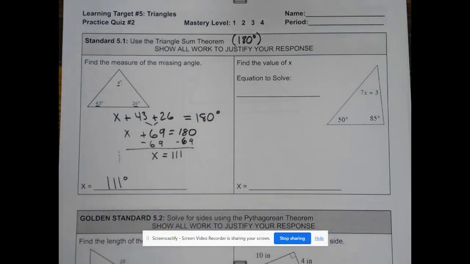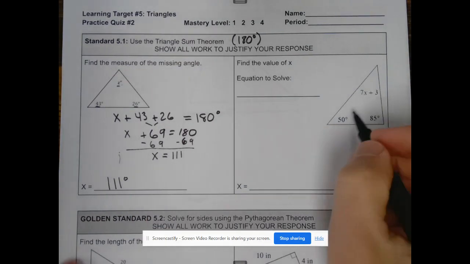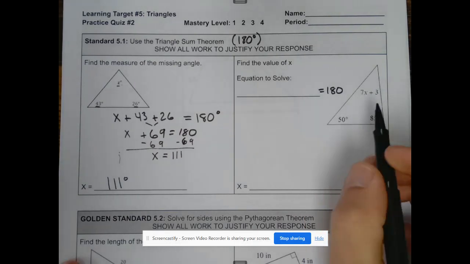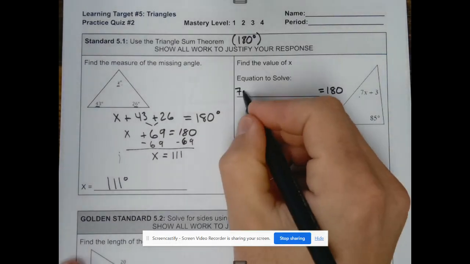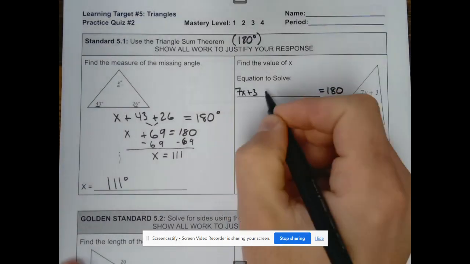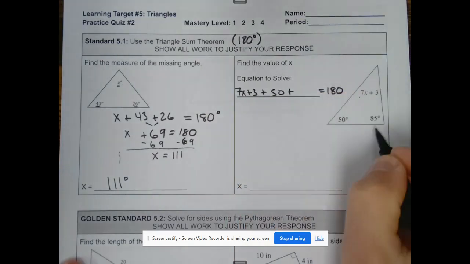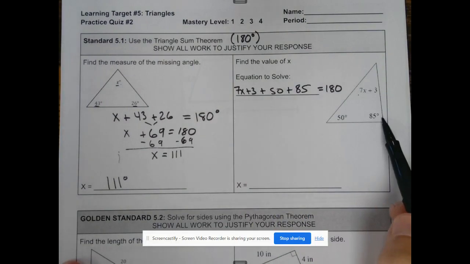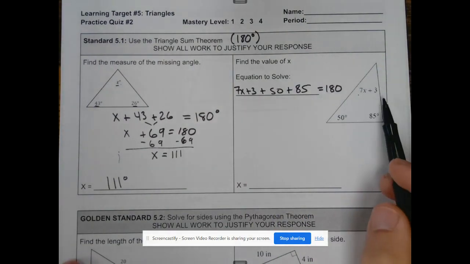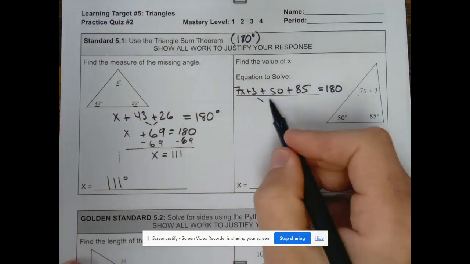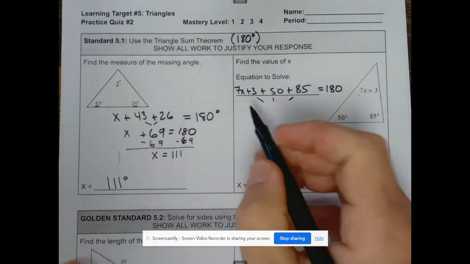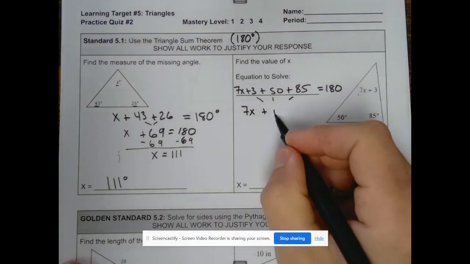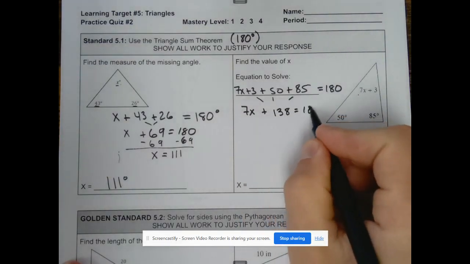All right, on the next one, we've got 3 things here. Again, they add up to 180. What are our 3 angles? The first angle is 7x, plus 3, plus 50, plus 85. All of our pieces together must add up to 180. First step, let's combine all our numbers: 3, 50, and 85. Keep the 7x there. 3 plus 50 plus 85 is 138, so 7x plus 138 equals 180.